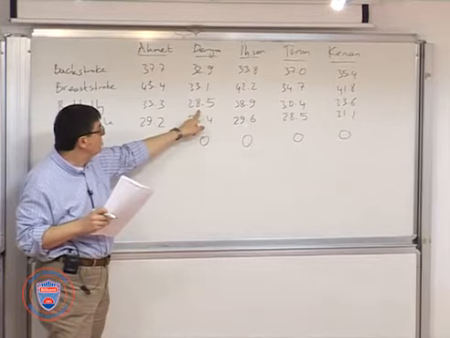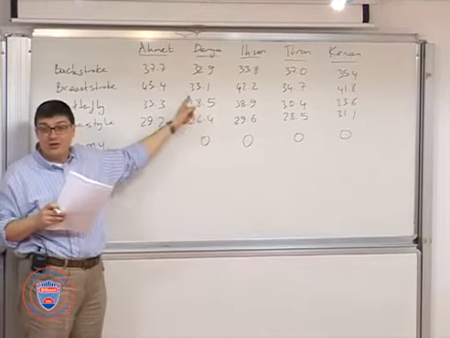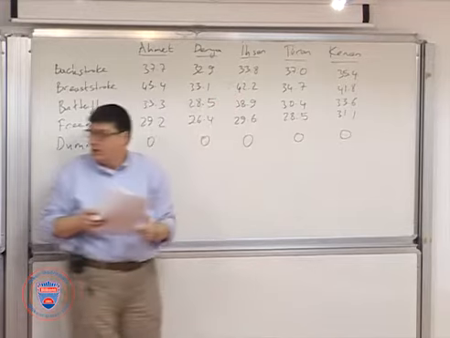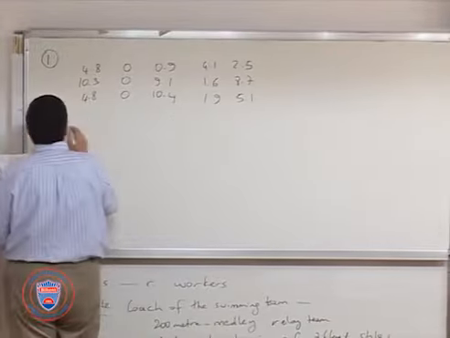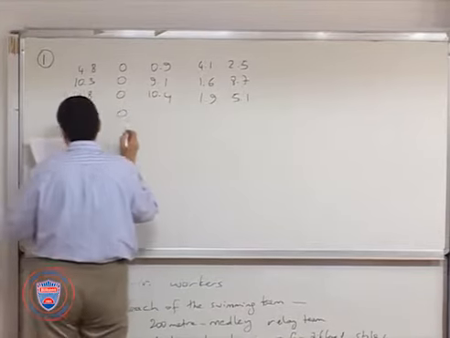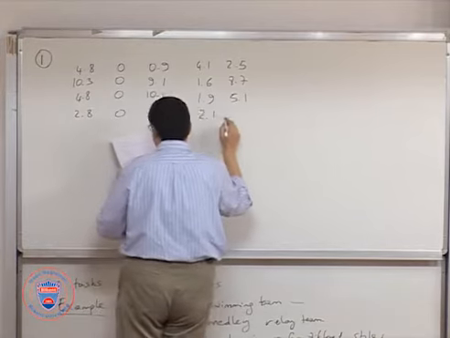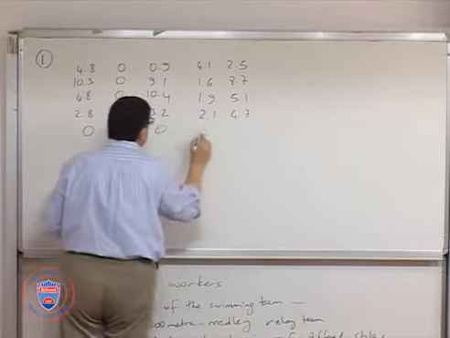The third row, the smallest number is 28.5. These are all, by chance, scores of Derya. It could have been somewhere else as well, of course. So this is the third one. The fourth one will be 2.8, 0, 3.2, 2.1, and 4.7. And the final one is 0.